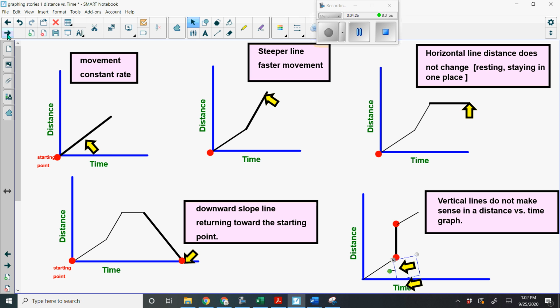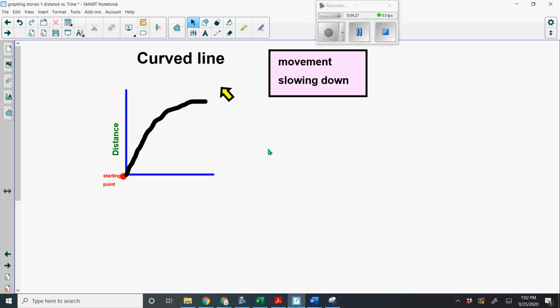Okay, that's an error. And if you see a curved line like this, the movement is slowing down. So for instance, this is slowing down, but if you see a curved line going in the other direction, that would mean it's speeding up. So for instance, if I have a curved line going this way, that would mean it's speeding up.